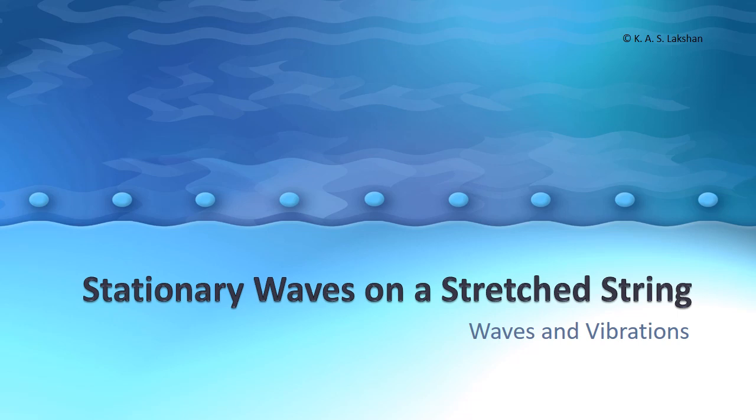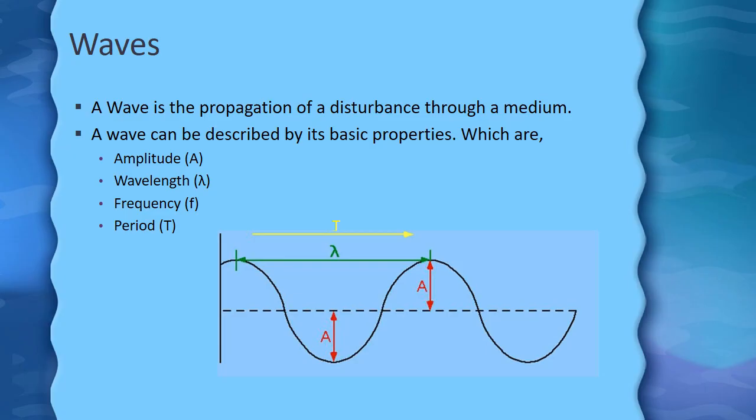Stationary waves on a stretched string. In this video we will discuss the theory and practical aspects of stationary waves on a stretched string. A wave is the propagation of a disturbance through a medium. A wave can be described by its basic properties, which are amplitude, wavelength, frequency, and period.